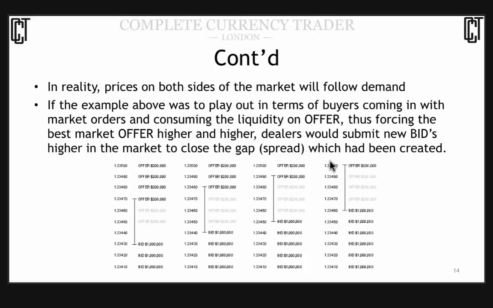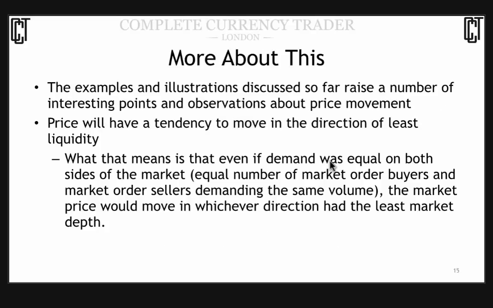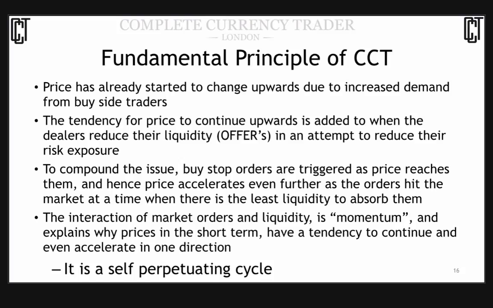And that's how the market is moving. So the examples and the illustrations that we've used should raise a fair number of interesting points and observations about price movement, which is what we've been saying in all of our previous videos, that price has a tendency to move in the direction of the least liquidity. It has the tendency to move in the direction of least resistance. So what that means is that even if demand is equal on both sides, the market's going to move in the direction of whichever has the least depth. And that's exactly what our principles of trading, when we're talking about Complete Currency Trader, are based on.